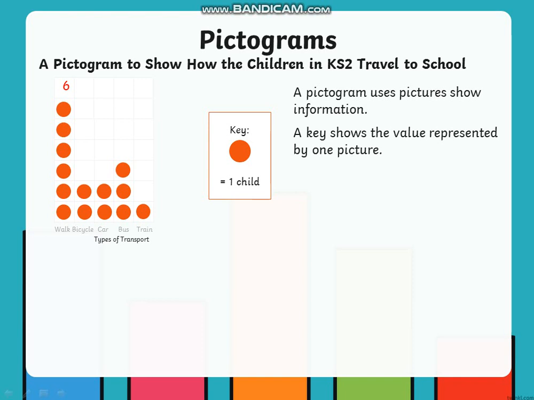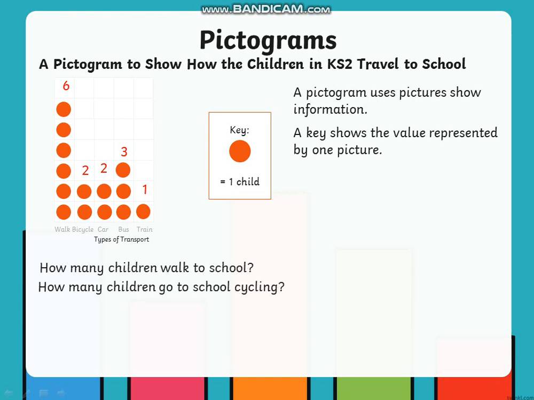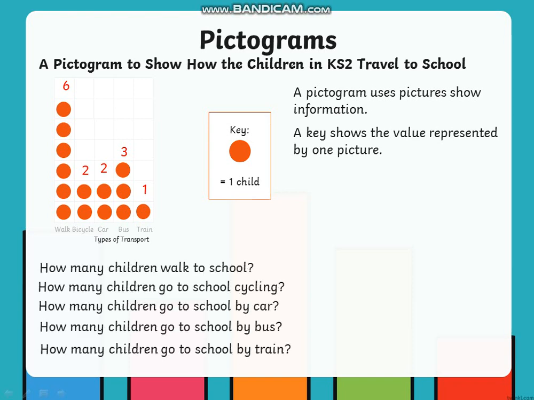And let's now move to the car. 1, 2. So 2 children use the car. What about the bus? Let's count and see. It's 1, 2, 3. So it's 3 children. What about the train? It's only one circle, which means only one child uses the train. Let's now start answering our questions. Here are our questions. Let's start reading one by one and answering them.